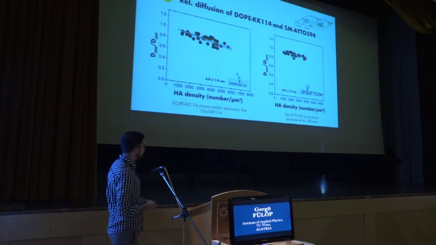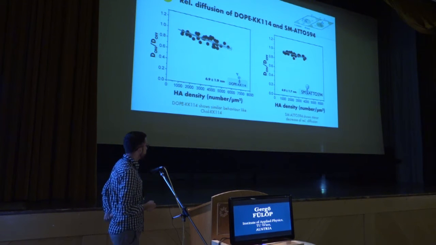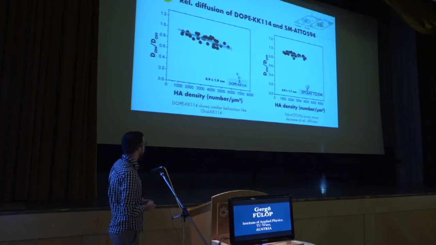So after this, actually, we wanted to try other lipid tracers as well, and we used sphingomyelin with an atto dye on top of it. And with this tracer, actually, we got also a quite low number and the same effect, but it was not that significant as with the other lipid probes.